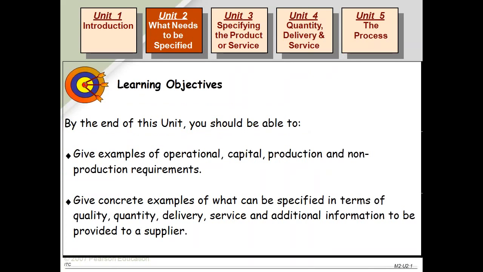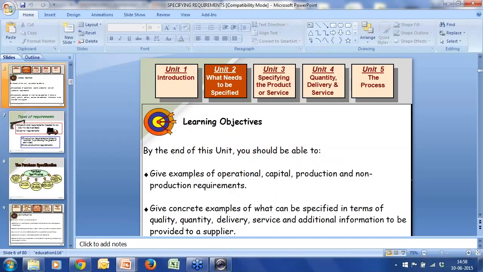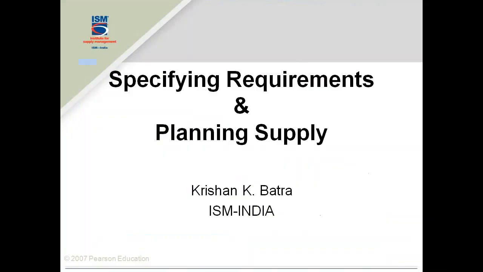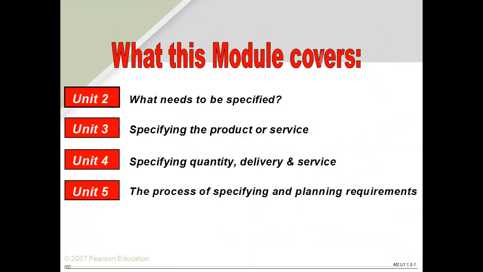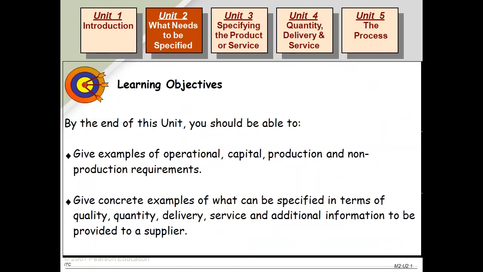So the next one comes, and here what we are looking at is giving examples of operational, capital, production and non-production requirements. Then we'll give concrete examples of what can be specified in terms of quality, in terms of quantity, in terms of delivery, in terms of service and after-sales service to be provided to the suppliers. So this is what we'll be covering in this.